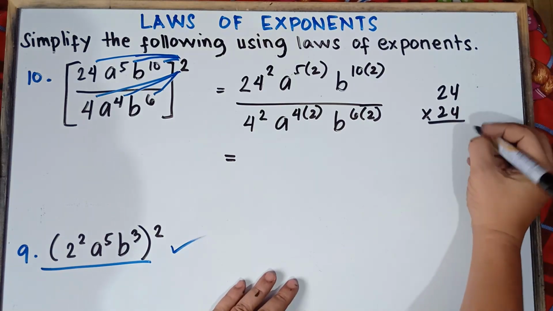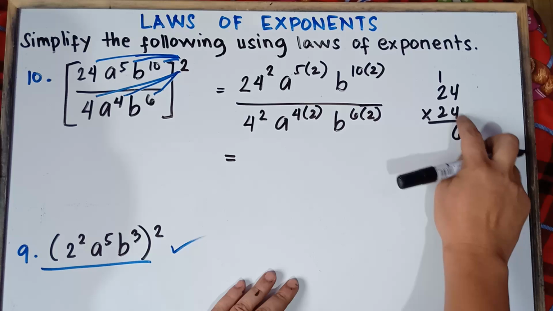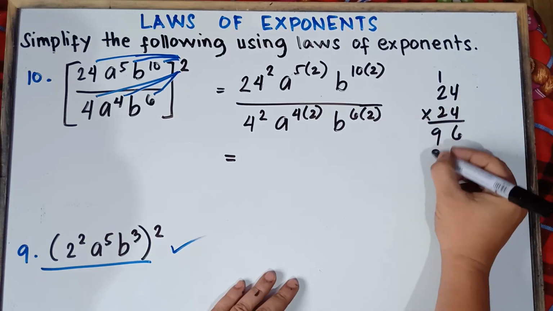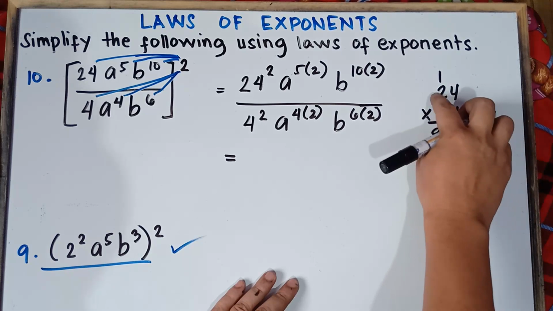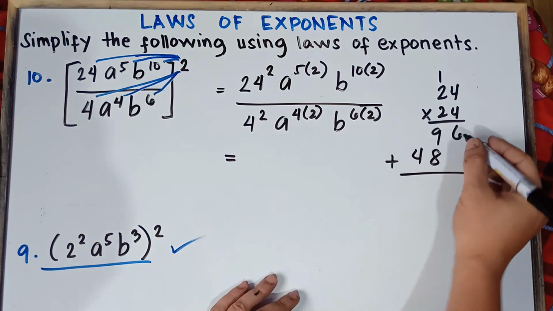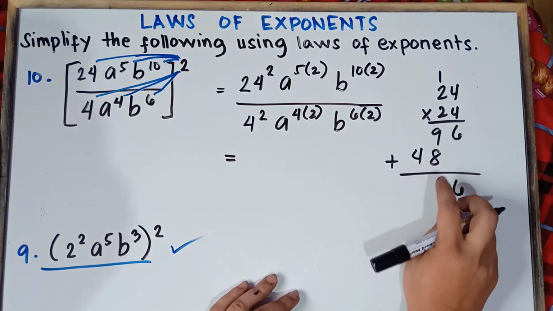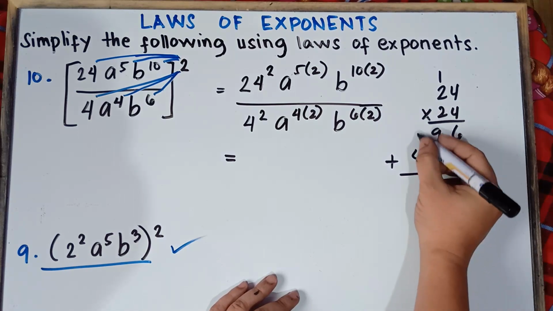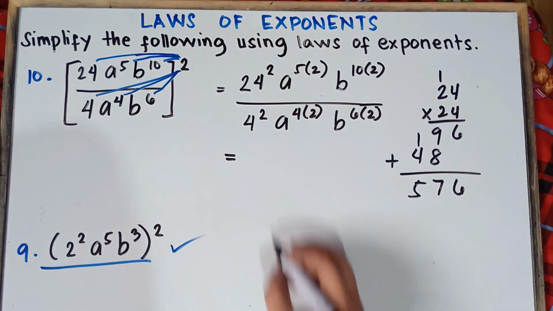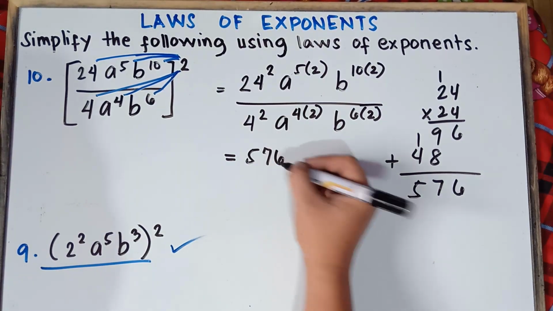4 times 4 is 16, carry 1. 4 times 2 is 8, plus 1 is 9. 4 times 2 is 8. 2 times 2 is 4. Alright, and then add. Bring down 6. 9 plus 8 is 17. Carry 1. 1 plus 4 is 5. So this is 576.